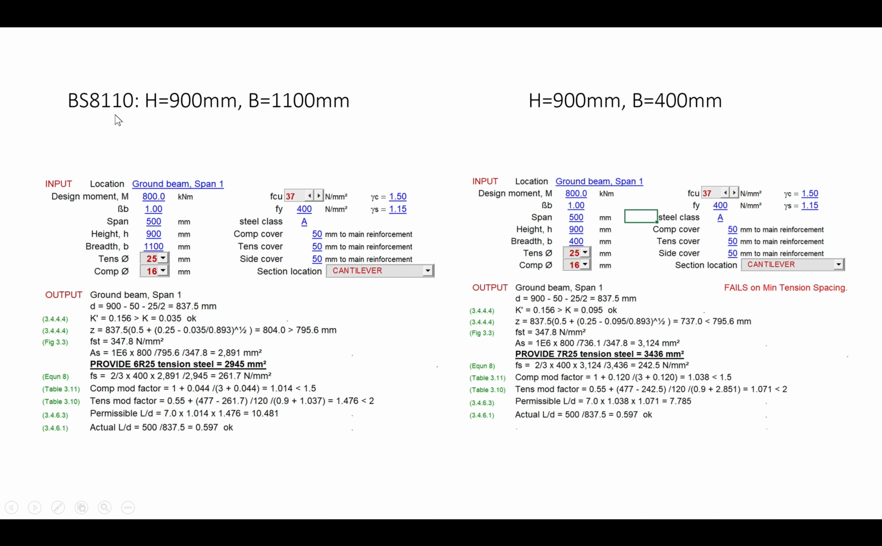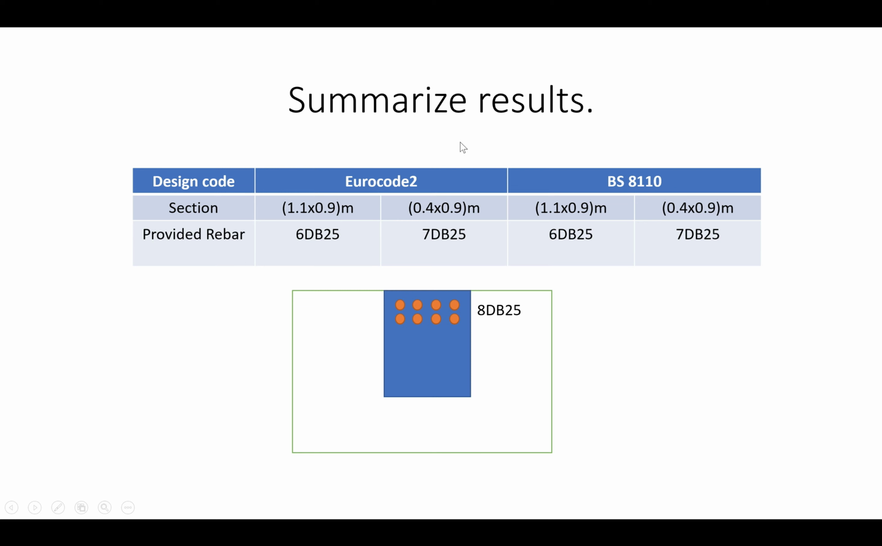For the BS8110 British Standard Code, we compare with the different width of the element. In this one we use the width of the pile cap, and in the other we use the width of the ground beam. So we got the design reinforcement, or required reinforcement, and the provided reinforcement. We see the two codes provided reinforcement is the same. It is a similar result.